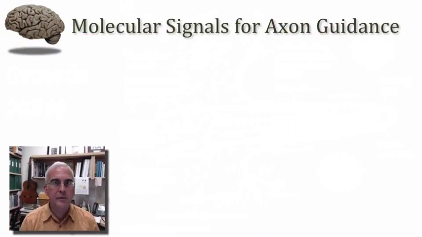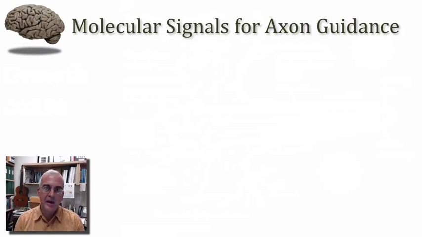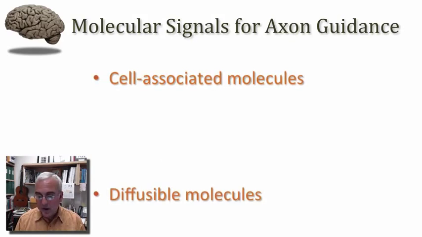All right, well, let's consider now what are some of those molecular signals that guide the growth of the axon, that influence the decisions made by that growth cone as it explores the environment through which that elongating axon is traversing. Well, we consider basically two classes of molecules.